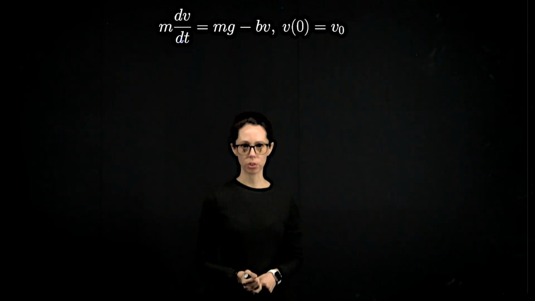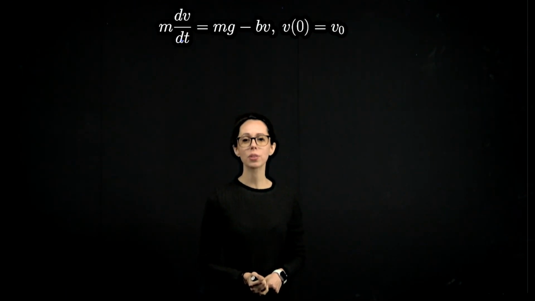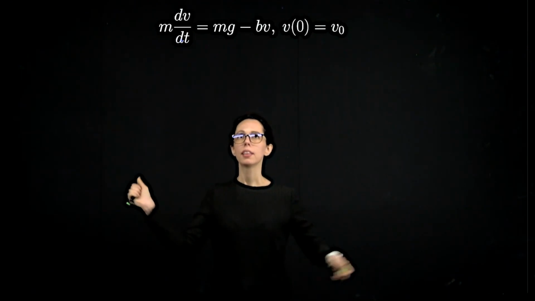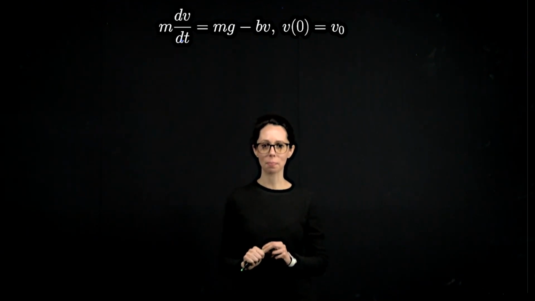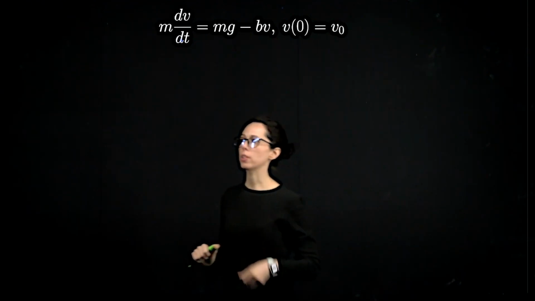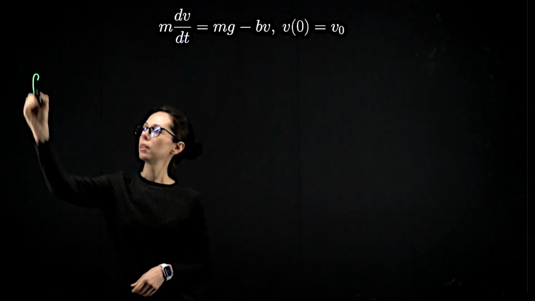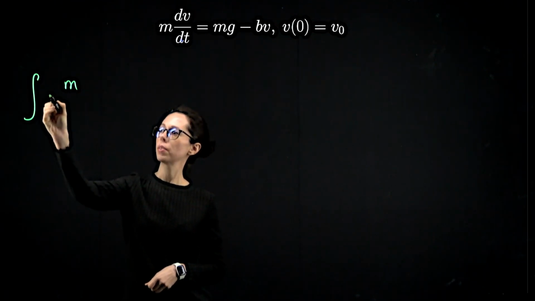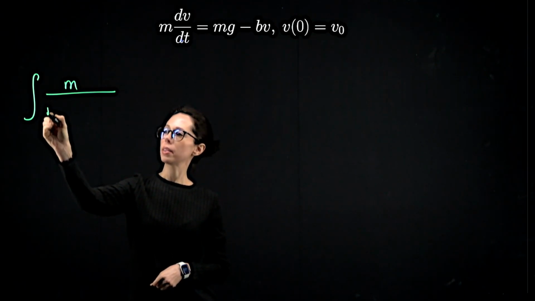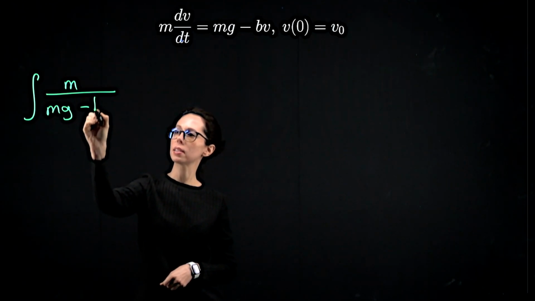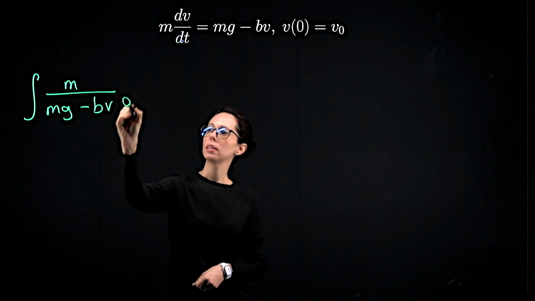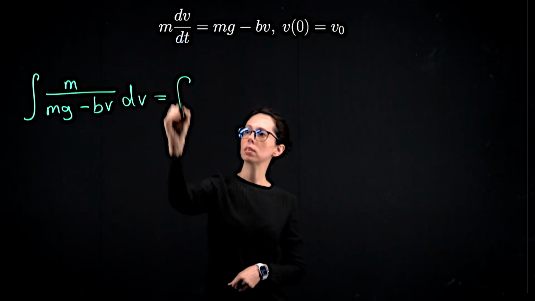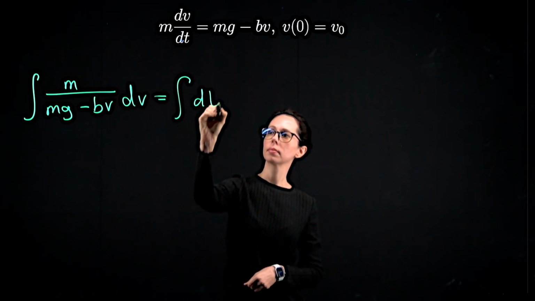All autonomous first-order differential equations are separable. So let's use separation of variables to get the solution for the velocity over time. What I'm going to do is just divide the right-hand side over so that we have the mass from the left-hand side divided by the mass times gravity minus b times the velocity, dv equals just 1 dt.